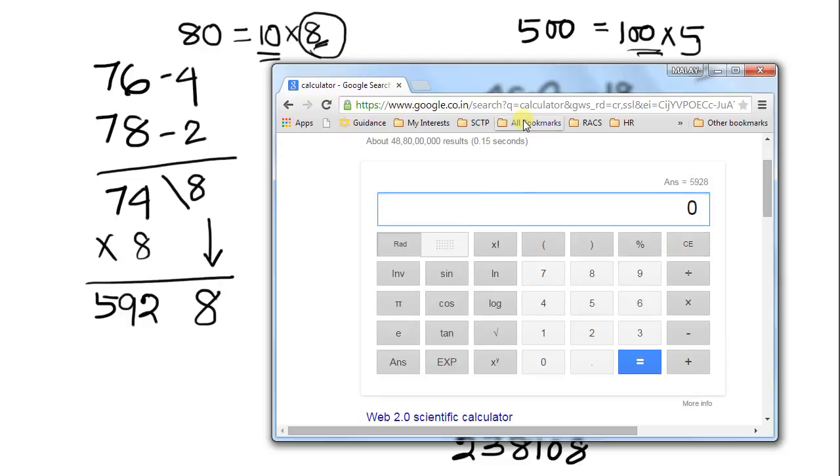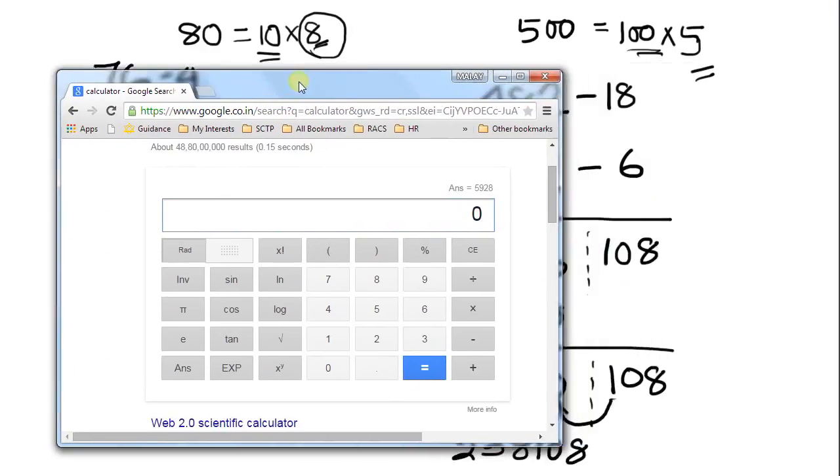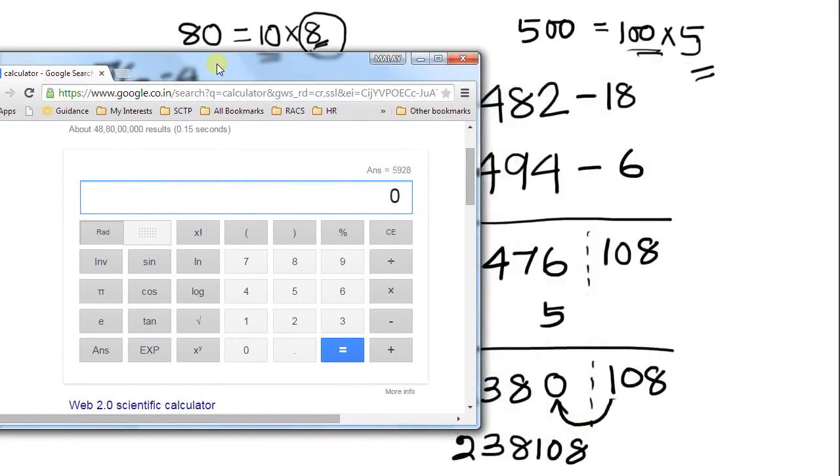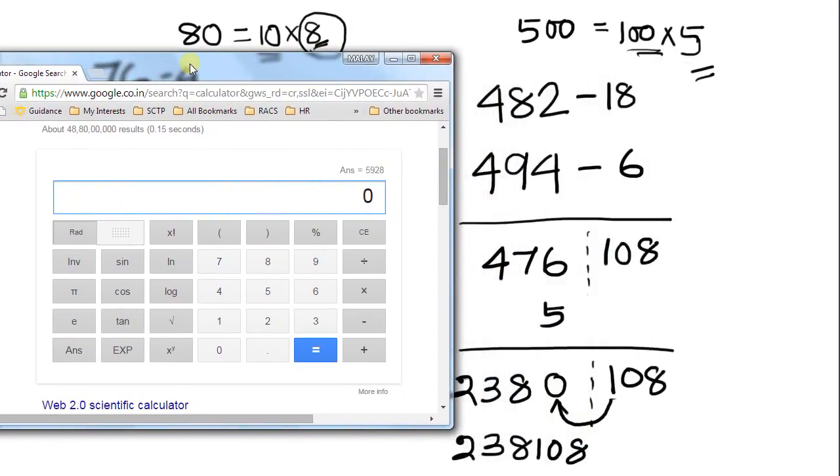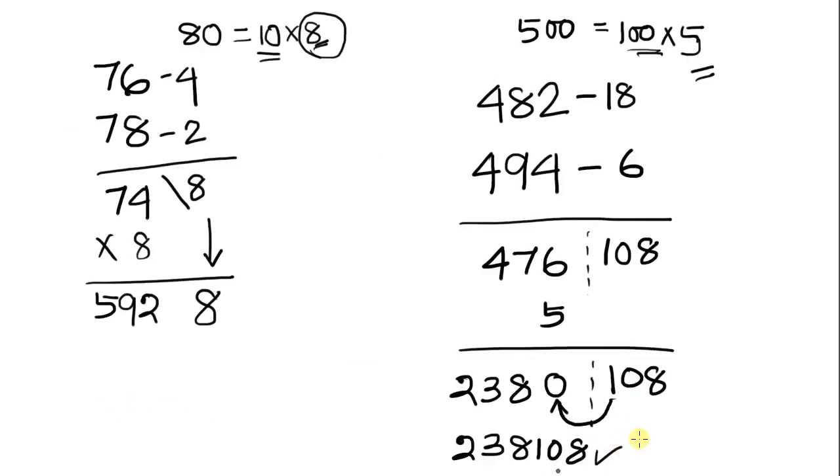My numbers were 482 into 494. So 238108. That's our answer. So this works for all the cases. Now the base is 500. You can try with any other number, applying the same principle.